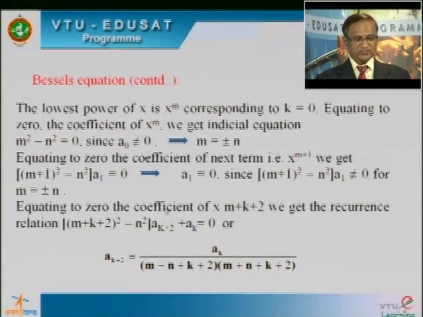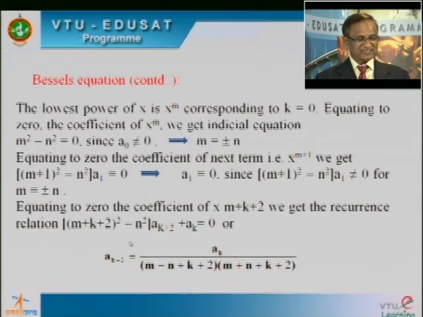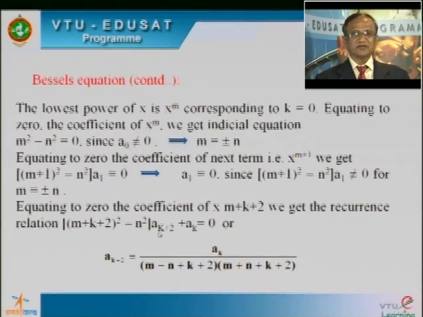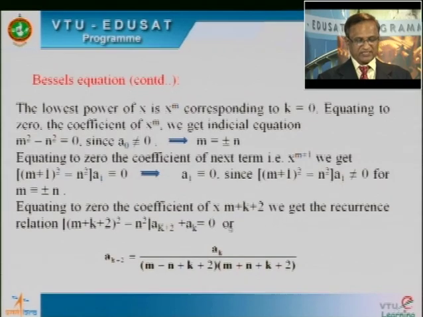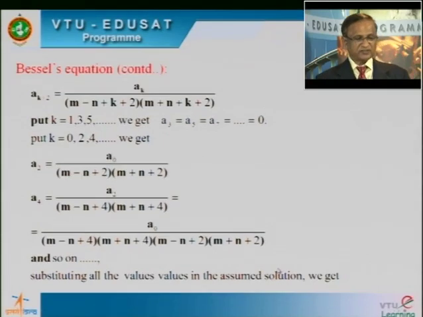So equating to 0 the coefficients of x to the power m plus k minus 2, we get the recurrence relation. What is the recurrence relation? So m plus k plus 2 whole square minus n square into the bracket a suffix k plus 2 plus ak is equal to 0. So from this you can obtain the value of a suffix k plus 2. You can write down the remaining thing other side. I hope you will get ak times of m minus k plus 2, m plus n plus k plus 2, right. So in this recurrence relation you can replace k by 1, 3, 5 and so on.